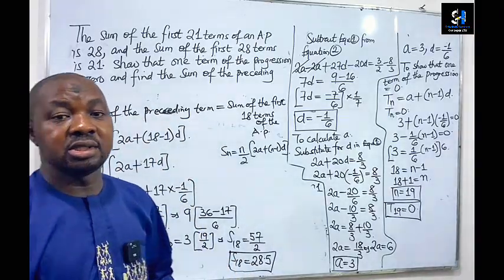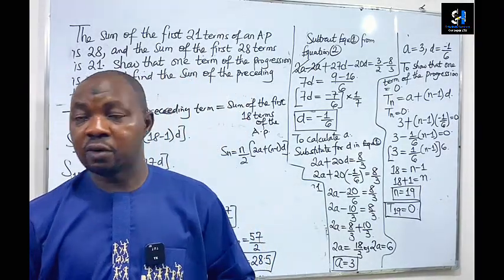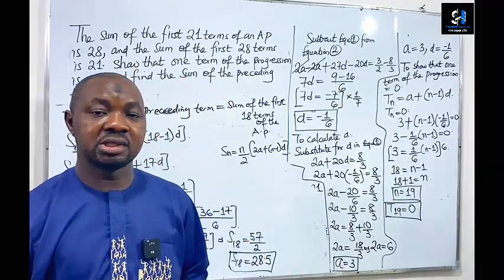That is the sum of the first 18 terms, which is the preceding term in the progression.